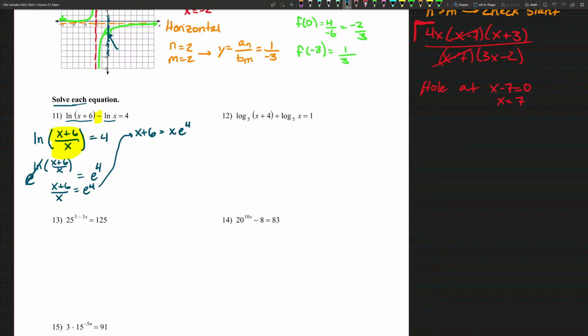I would subtract x from both sides now. So we get 6 is equal to x e to the 4th minus x. We can factor out an x. And then divide by that e to the 4th minus 1. So our answer would be this. If you want to get a decimal for that, be my guest, but this is what I'm looking for.